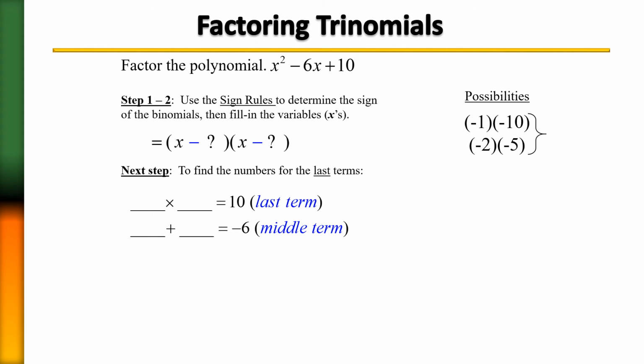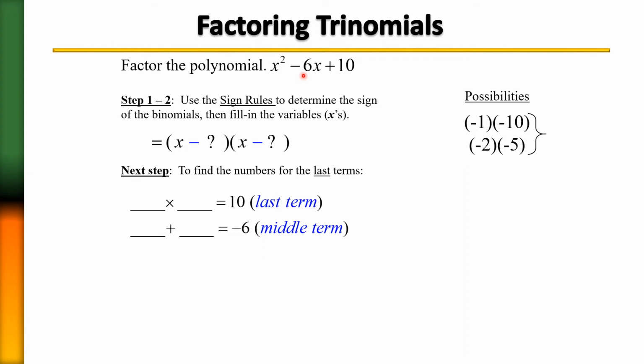Now we need to make sure that it meets these two criteria. Whatever numbers we choose, when we multiply those two numbers, they have to equal positive 10. When we add those two numbers, they have to equal negative 6, our middle term. So let's start with the first possibility. If we multiply negative 1 times negative 10, yes, we get positive 10. Now let's add those same numbers and see if we get negative 6. Adding a negative 1 with a negative 10 is going to give me negative 11.